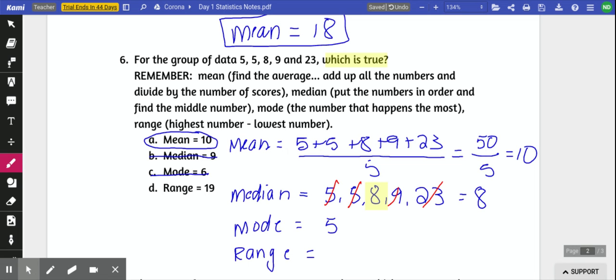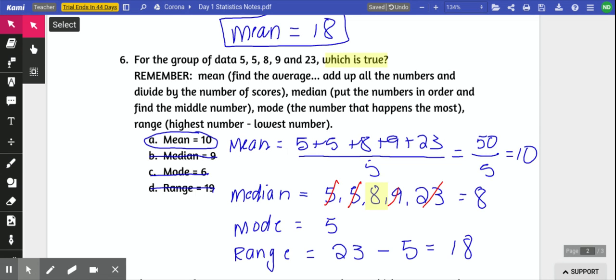Now, in order again to find the range, we have to take the biggest number, or the highest number, and subtract the smallest number. So the biggest number is 23, and the smallest number is 5. So I simply have to do 23 minus 5, which gives us 18. So I know my range is equal to 18, and choice D says it's 19, so I know that's not true. So I know choice A was correct. My mean was equivalent to 10.